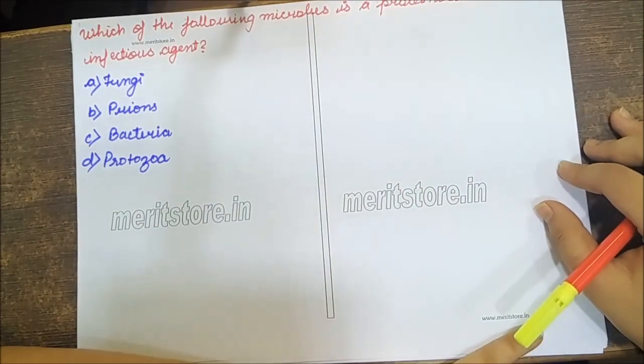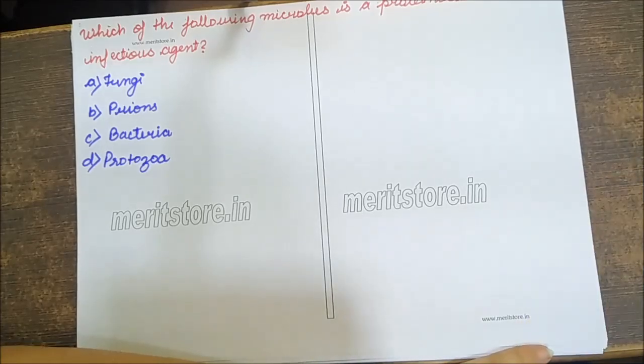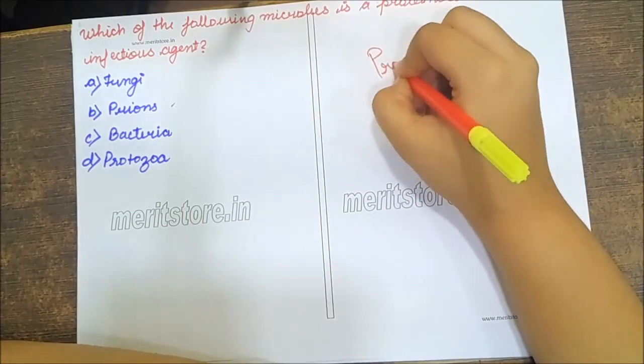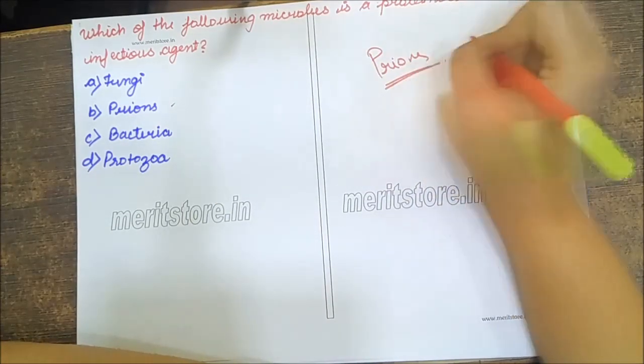Let's move on to the next question. Which of the following microbes is a proteinaceous infectious agent? Fungi, prions, bacteria, or protozoa? And the answer for this is prions.